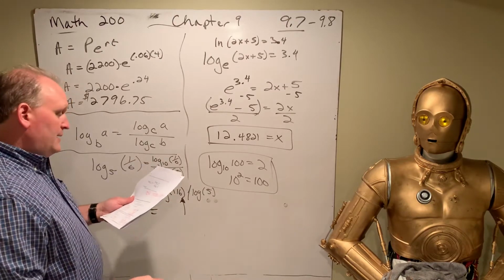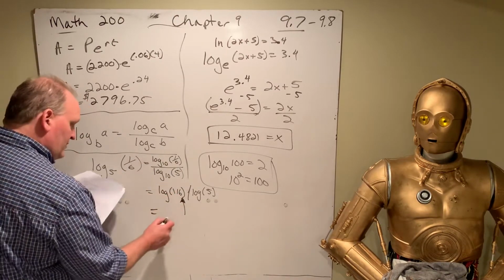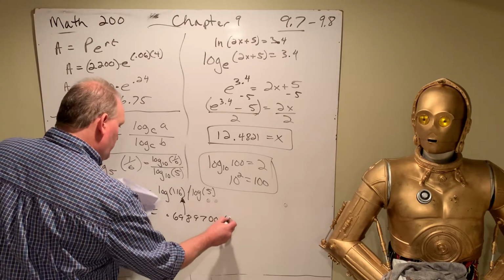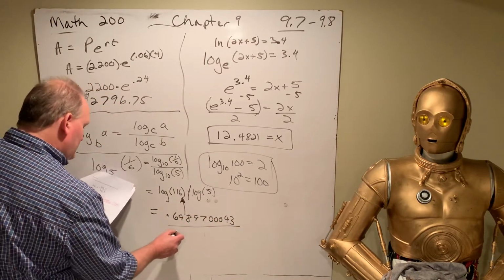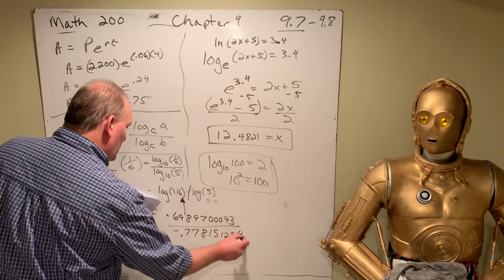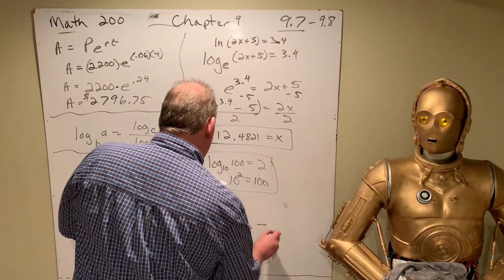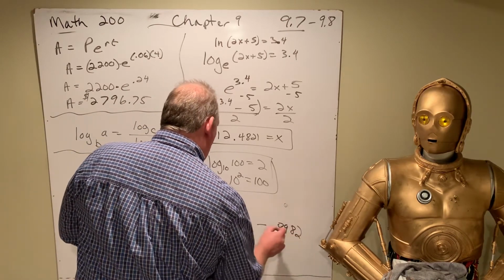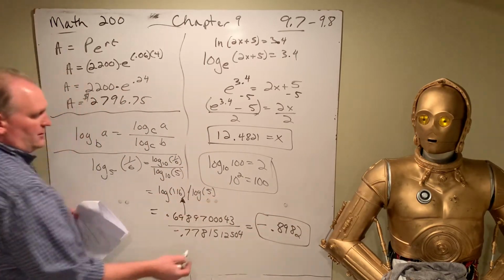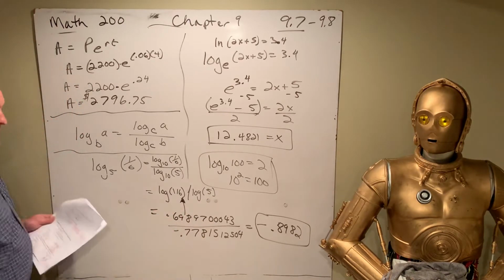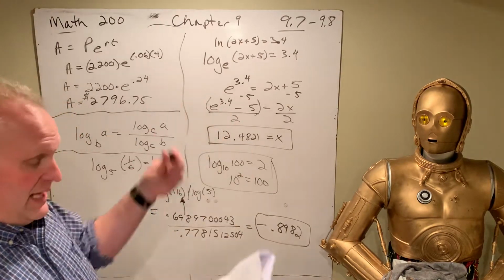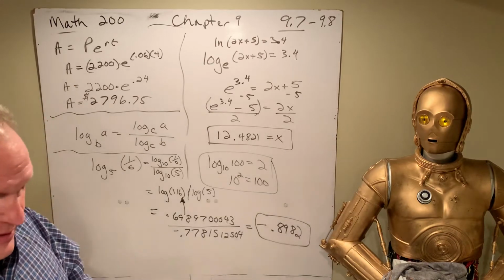All right? And that works out to be that first top log is 0.69897000043. And that bottom log, log of 5, is 0.7781512504. And when you divide those, you get negative 0.8982. Now, you can enter it all in one shot like this and not have to write those down. But if you make mistakes on that often, then write them down, because I don't want you to make a mistake. All right? And then we're going to do 9.8 also. There's only a couple of problems on 9.8, so we're going to do that on this lecture.